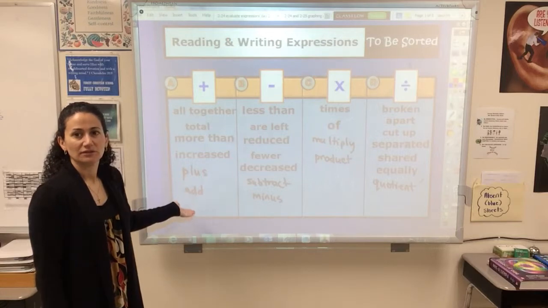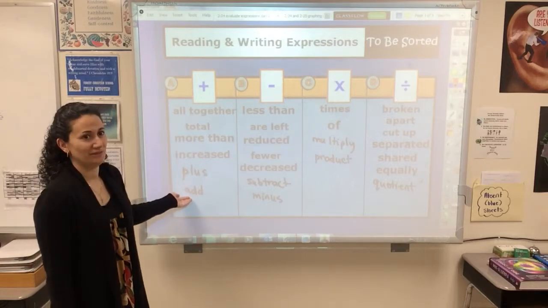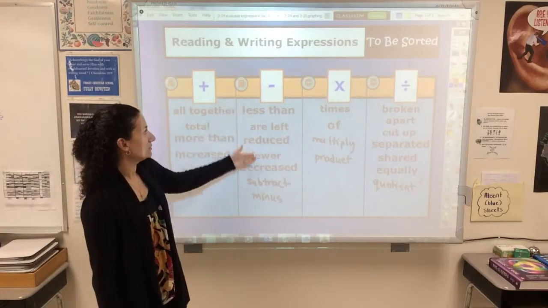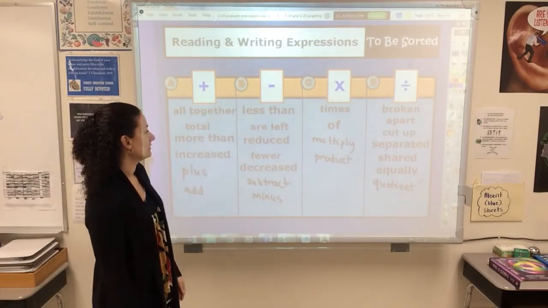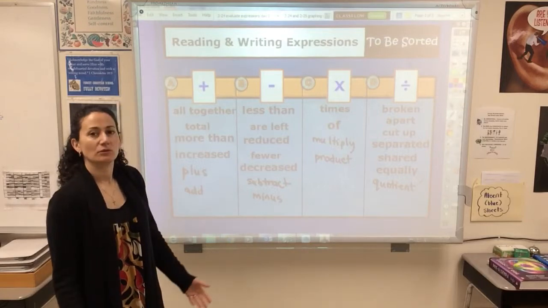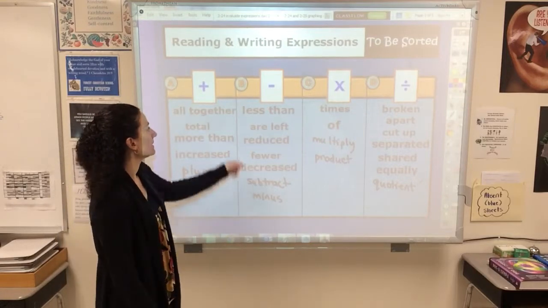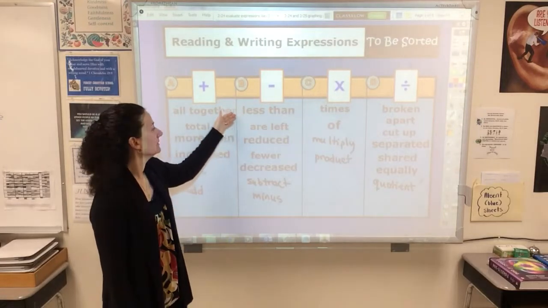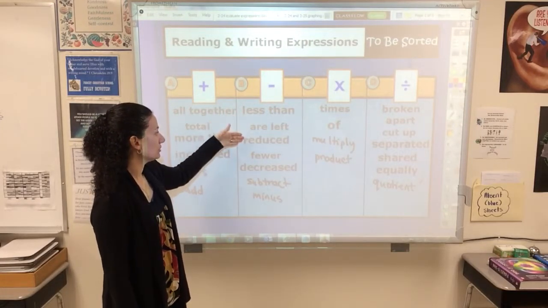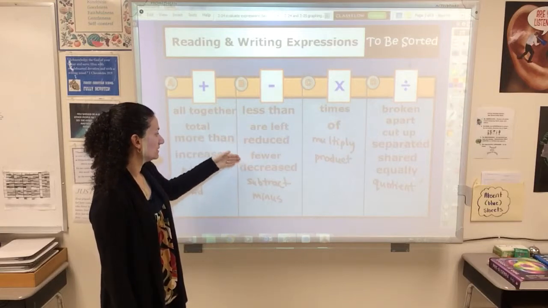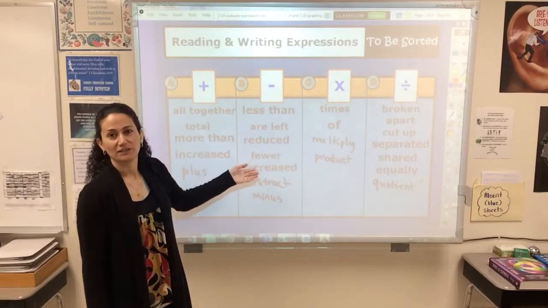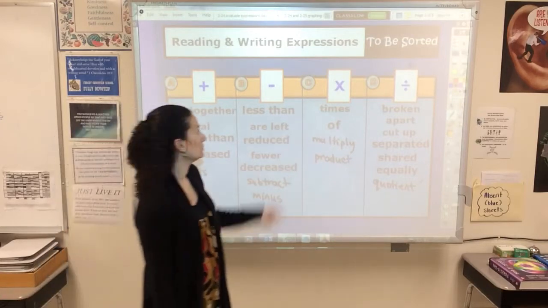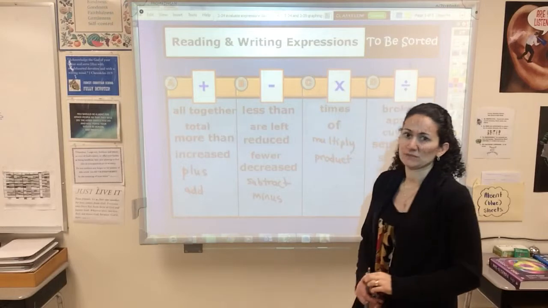Again, some of these are easy. You probably already know when you see "to add" that means addition. Do the same thing for subtraction, multiplication, and division. I'm going to read them over, and then you can pause the video and make sure you finish them up. Words that mean to subtract. If you see the words less than, are left, reduced, fewer, decreased, or the obvious ones, subtract or minus, those all mean to subtract. You're going to use a subtraction sign when writing your expression.